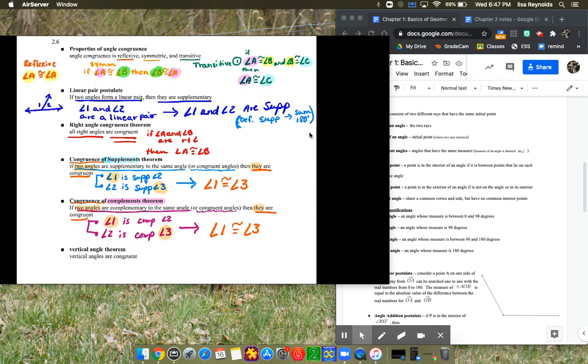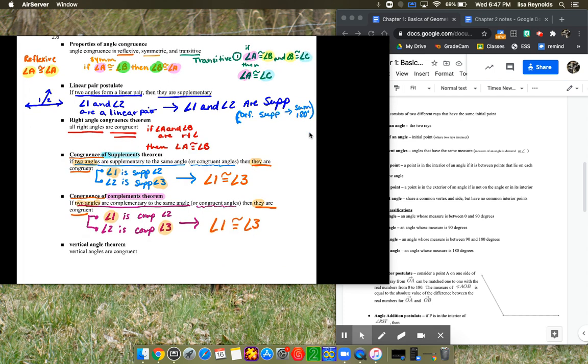And then our last one is actually a theorem that we discussed in chapter 1. So we discussed the vertical angles theorem. It's shown up a couple of times. So vertical angles are congruent.